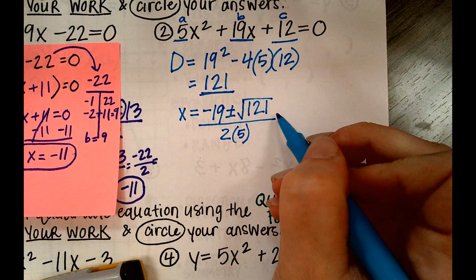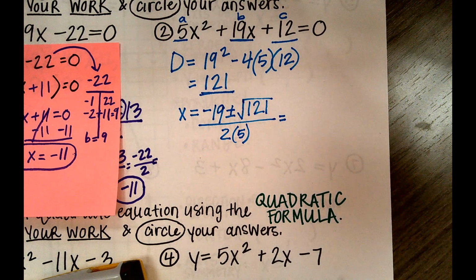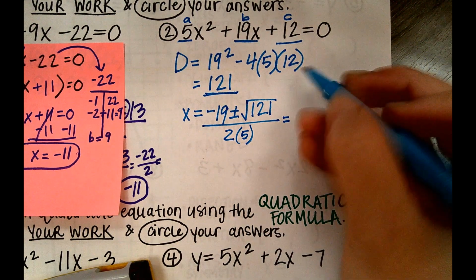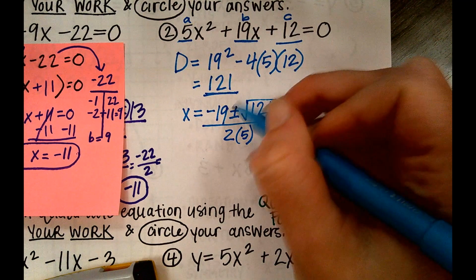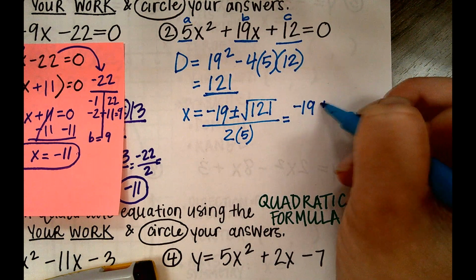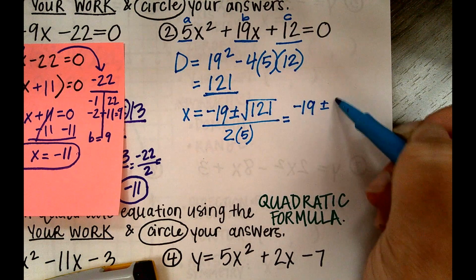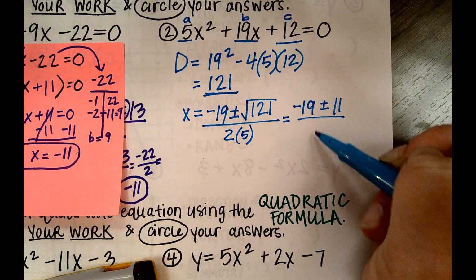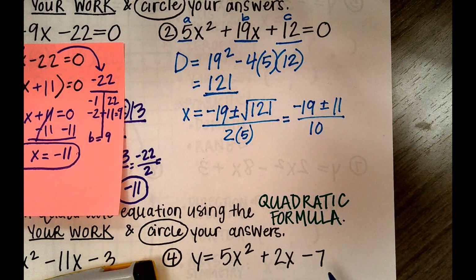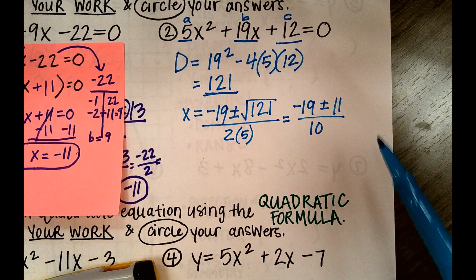Okay. Now, Titania, what is the square root of 121? 11. So, at the next step, we simplify everything. Negative 19 plus or minus 11, all divided by 10. Good. I just went straight to that, I didn't write it out. Right. And if that works for you, it's way faster that way. It actually is. So it's good that you can do that.